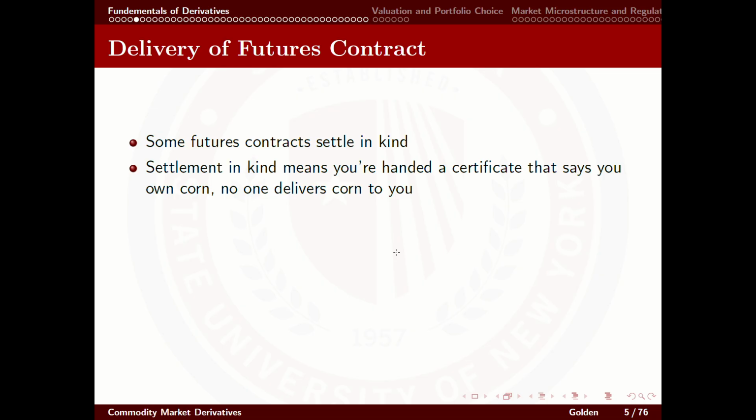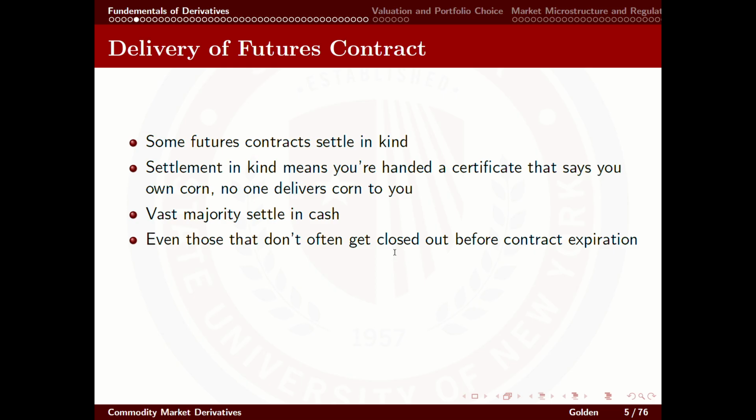Very few of them settle in kind, meaning you receive an amount of gold. Settling in kind doesn't mean someone's delivering potatoes to you. It means you're handed a certificate that says you own corn. No one's shipping corn to you. You have corn in the warehouse. But the vast majority settle in cash.